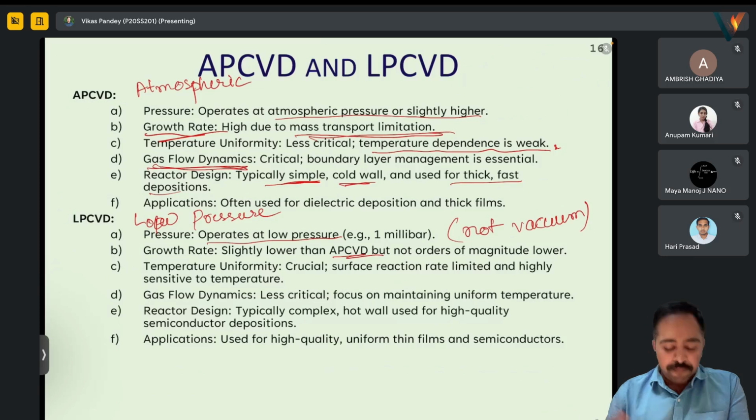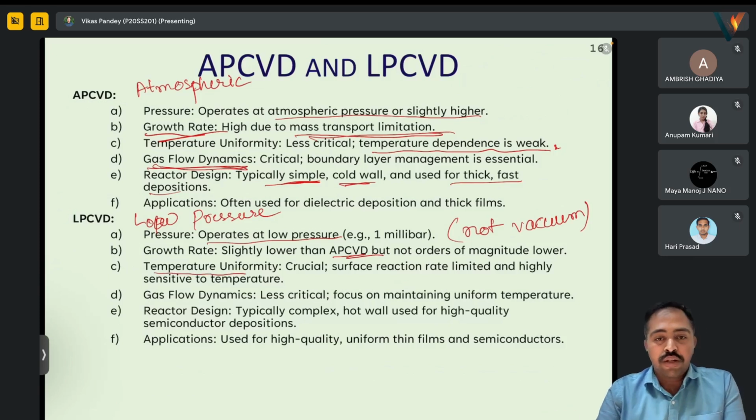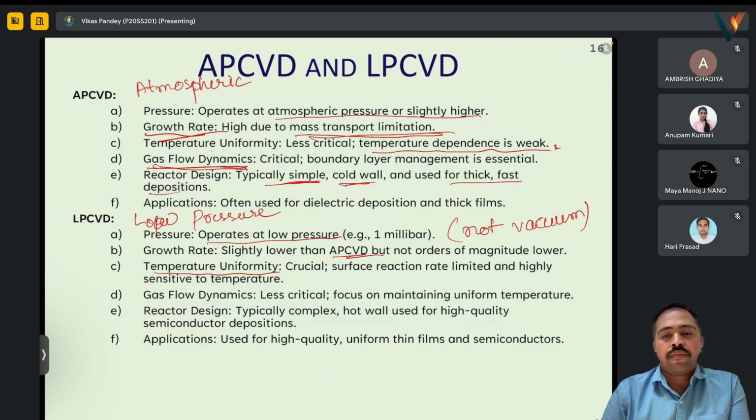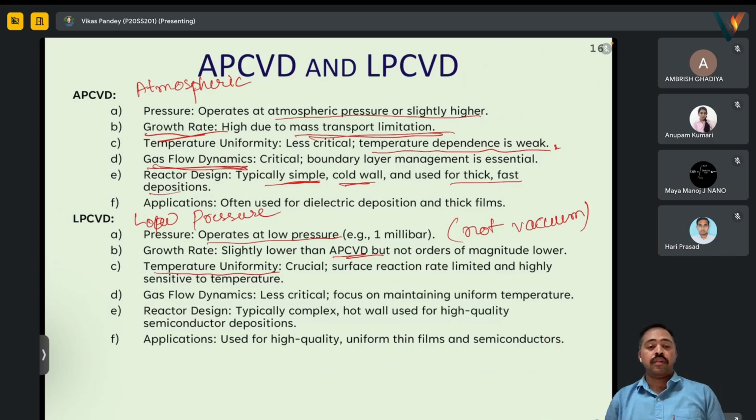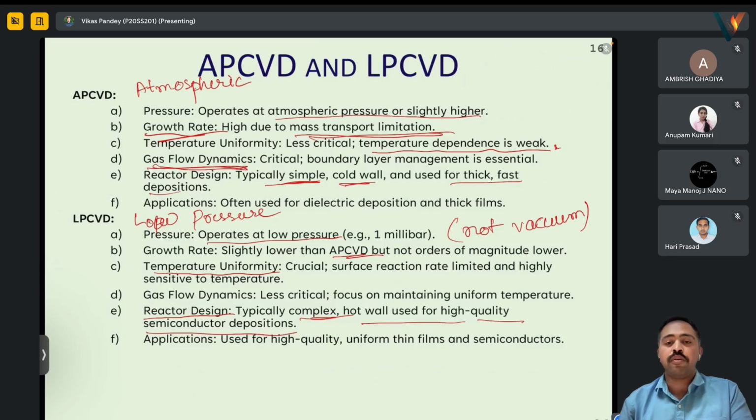Temperature is very important here since it is temperature controlled, temperature limited. So any variation in temperature, even 5-10 degrees, will lead to some changes in the growth rate. Gas flow is less critical because everything is actually getting reacted due to the high temperature. In this case, the reactor design is typically complex, hot walled, and high quality deposition can be done. Uniform thin films and semiconductors are done at LPCVD.